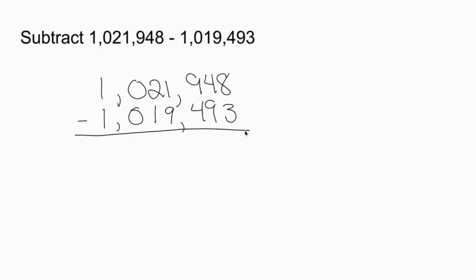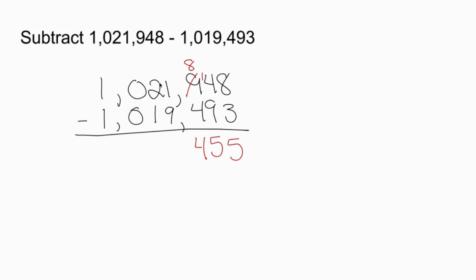Now we are subtracting. So 8 minus 3 is 5. No big deal. 4 minus 9, I can't do it. So let's borrow 1 from 8 and make you a 14. 14 minus 9 is 5. 8 minus 4 is 4.